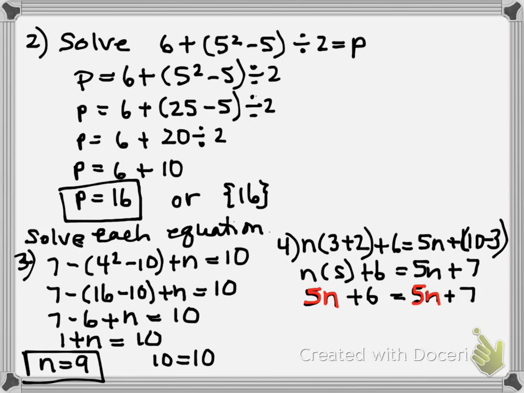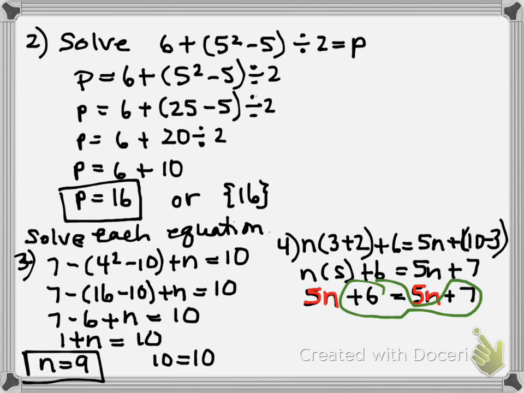So my question is, if I plug in 1 for n, what does the left side equal? 11. But I have to plug in 1 for n on the other side, right? What does that side equal? 12. Can 11 equal 12? No. Because those values with the n are the same, the only place that we can look at is this. Can 6 equal 7? And the answer is 6 will never equal 7.